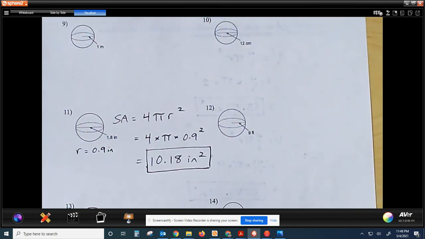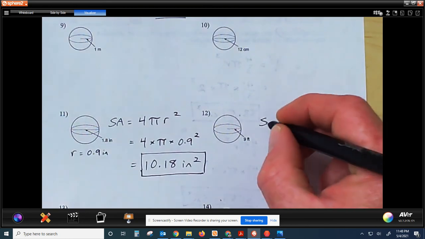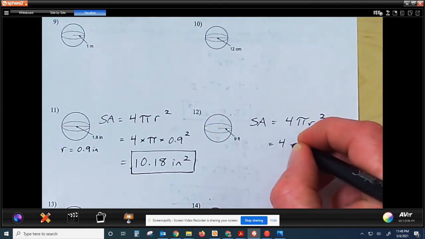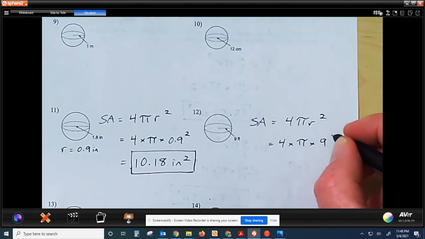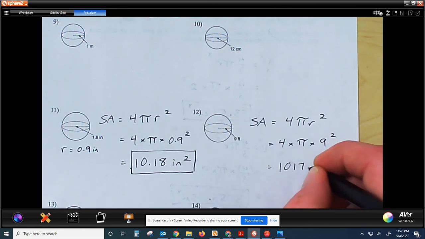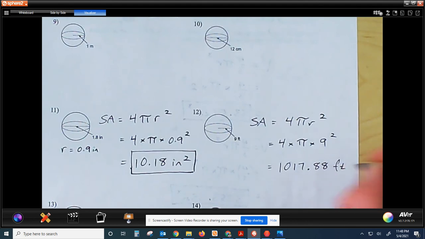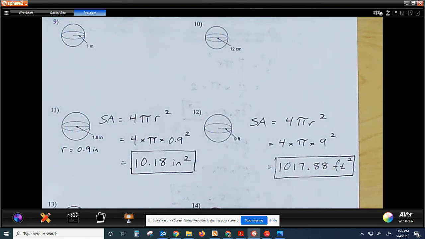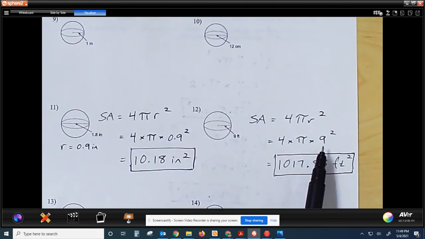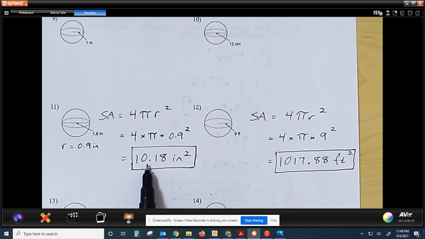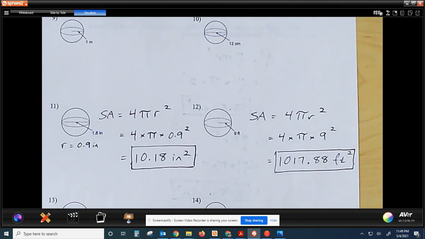Let's see what happens when the radius goes from 0.9 to 9 units. So we're doing number 12. Surface area is equal to 4 pi r squared. Okay, that's 4 times pi times 9 here squared. So 81. 1,017.88 feet squared. Interesting. The decimal moved once from 0.9 to 9. The surface area increased by a factor of 100. Interesting, which is 10 squared.